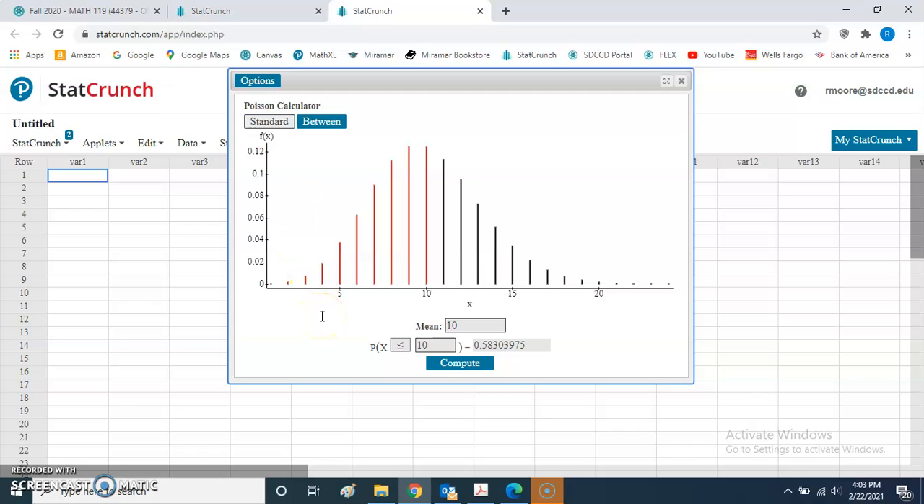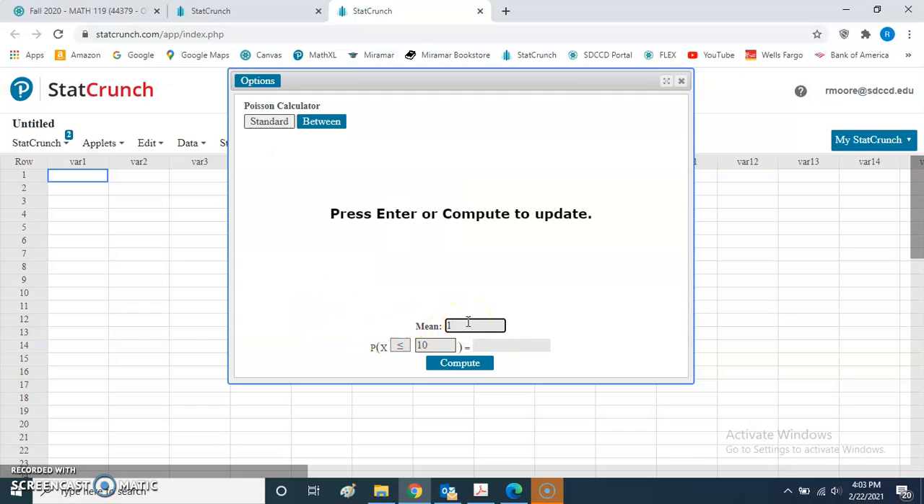Okay, so let's look at number 8. So we said that lambda was 1.8. That's the mean. 1.8 is what we put in. That's our lambda value. StatCrunch just calls it the mean. I think that was the average number of clients per hour, right, in number 8, 1.8.